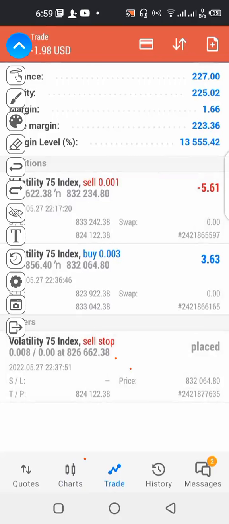Still going to highlight that point. The test and a retest of the resistance level on the 5 minutes time frame, Volatility 75 index. We had a test and we had a retest of that point. Going to highlight that point as soon as the video gets to that part.